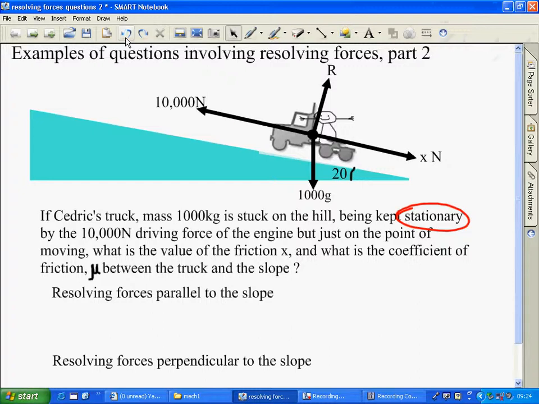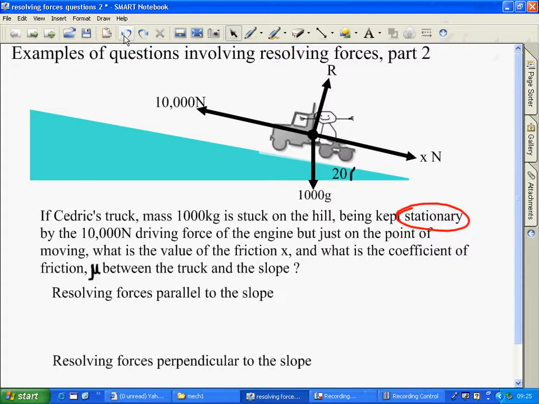As I've just shown, these two would be the perfect directions because it saves us having to resolve 3 of the 4 forces. If we resolved vertically and horizontally, then I'd end up having to resolve this one, and this one, whereas at the moment I just need to resolve this one. So we're going to resolve parallel and perpendicular to the slope.